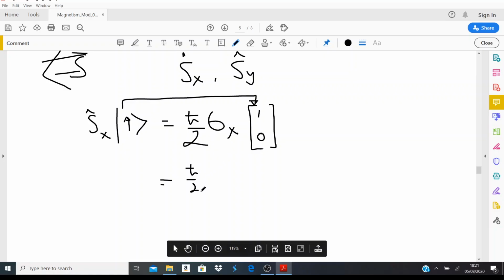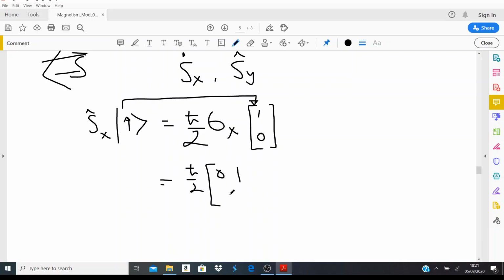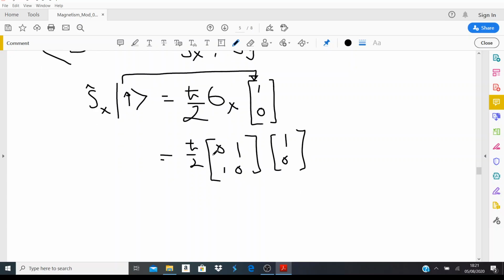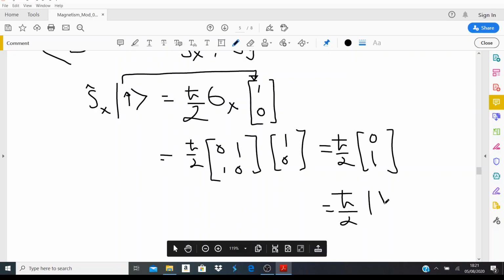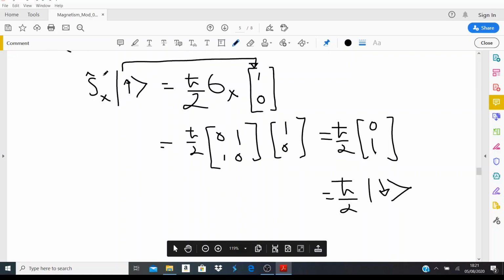So ħ/2, and sigma x is 0, 1, 1, 0, and then we have this 1, 0 state, right? And you can perform this matrix multiplication: 0 times 1, 1 times 0, 1 times 1, 0 times 0. So this will give you ħ/2 times 0, 1. So 1, 0 is denoted by spin up, and this 0, 1 is nothing but spin down. Just remember this as a rule. So what this Sx operator is doing is that it flips the spin up to down.